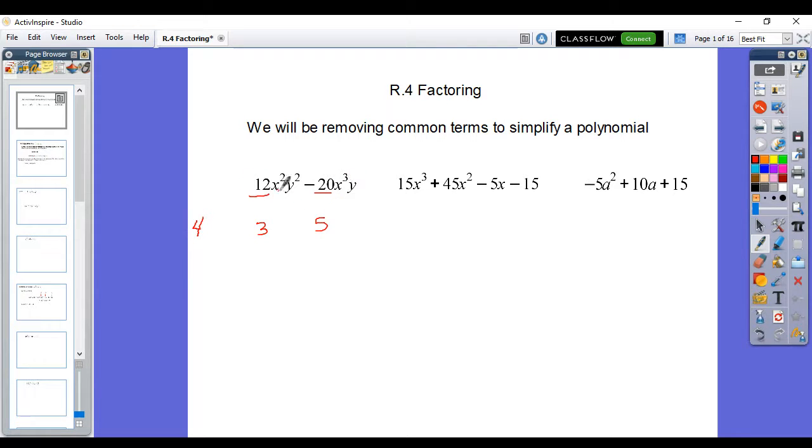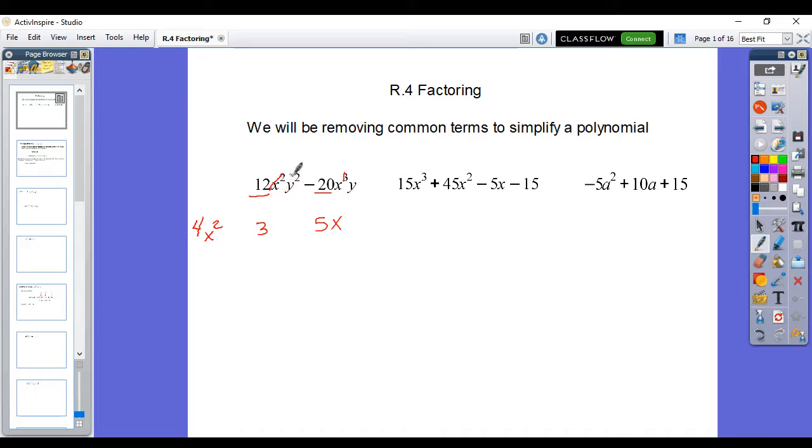Then we look at the x's. We look with variables, it's a little bit easier. You say, hey, all right, there's 2 x's right here, x squared, and there's 3 x's right here. So what can I take out of both of them at the same time? The most I can take out is 2. I can take out 2 x's, meaning these are all gone, and then I'm left with 1 right here, 1x.